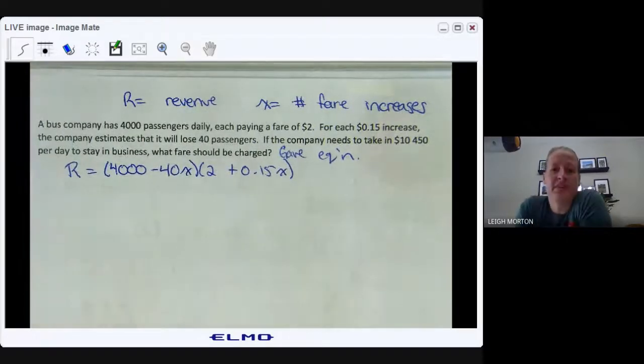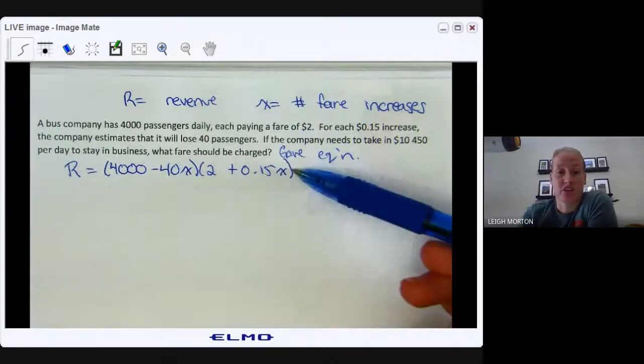A bus company has 4,000 passengers daily, each paying a fare of $2. For each 15-cent increase, the company estimates that it's going to lose 40 passengers. If the company needs the revenue every day to be $10,450 to stay in business, that's covering the cost, what fare should be charged?